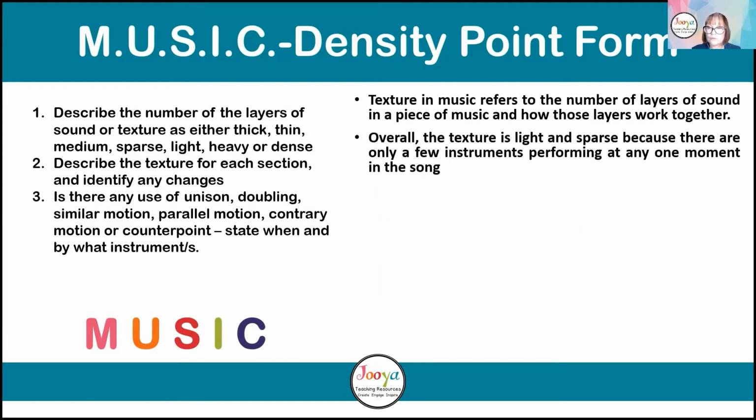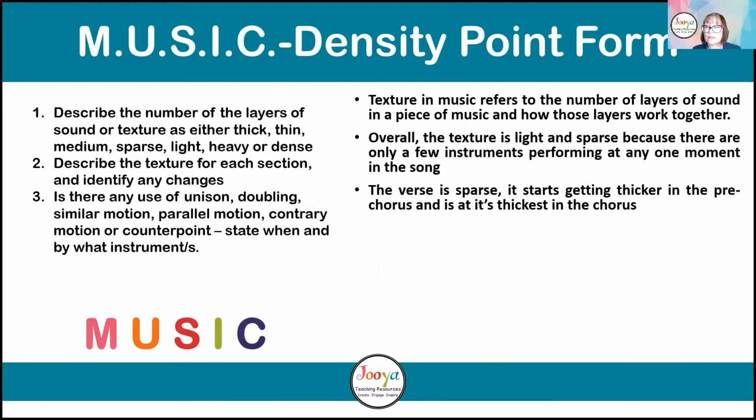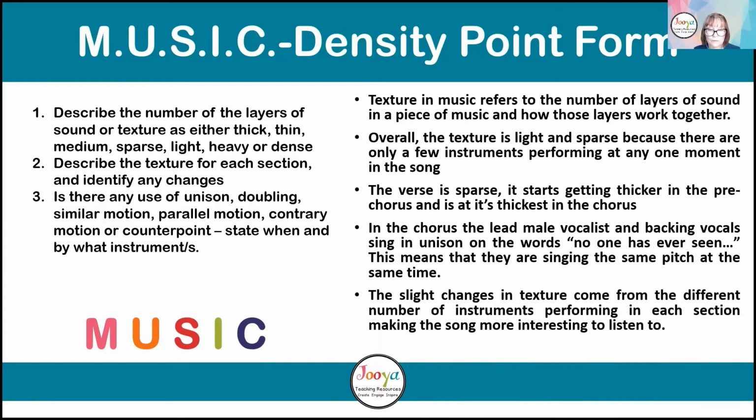Overall, the texture is light and sparse because there are only a few instruments performing at any one moment in the song. The verse is sparse. It starts getting thicker in the pre-chorus and is at its thickest in the chorus. In the chorus, the lead male vocalist and backing vocals sing in unison on the words "no one has ever seen". This means that they are singing the same pitch at the same time. And the slight changes in texture come from the different number of instruments performing in each section, making the song more interesting to listen to.